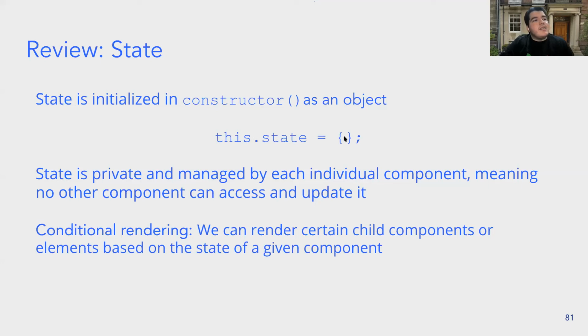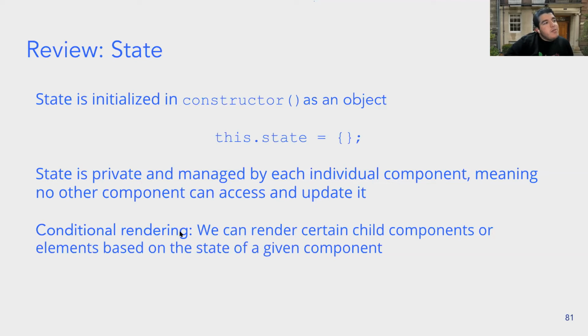So we do this.state is equal to just a set of brackets. This is just saying that there's nothing there. In the comment class example, we used isLiked and we initialized it to false. They're private and they're managed by each individual component, meaning no other component can access or update it.